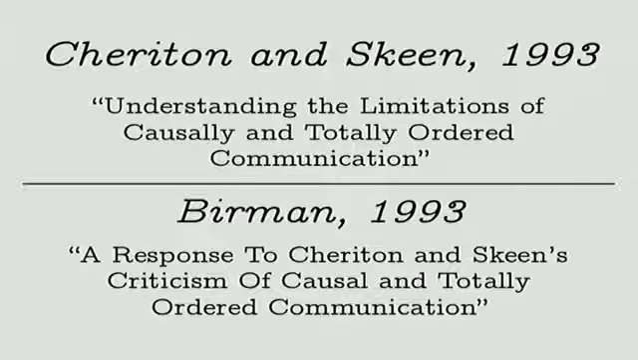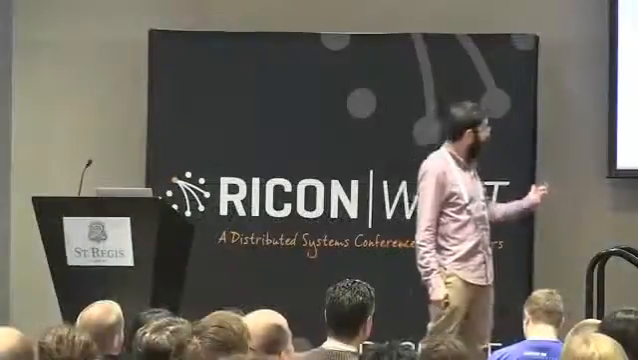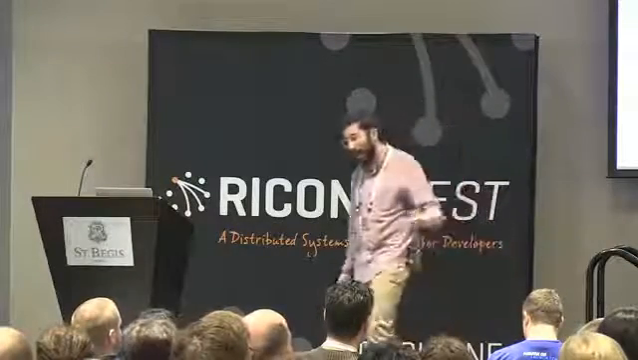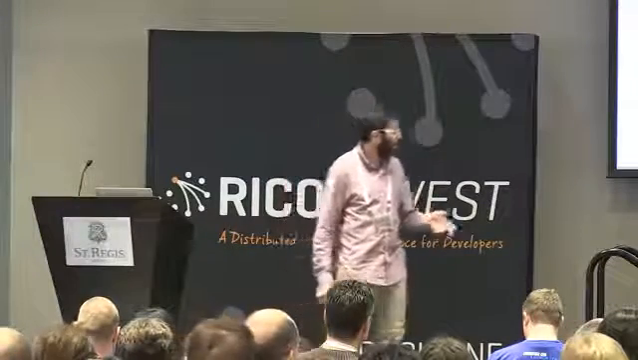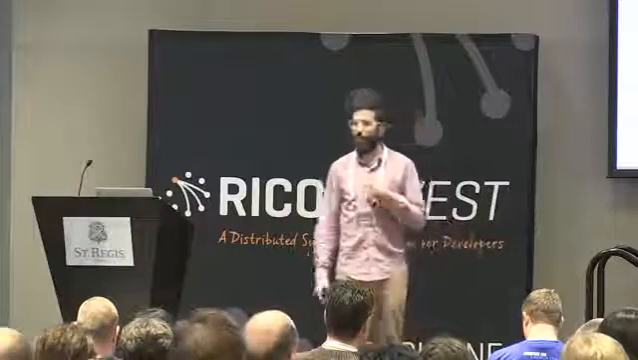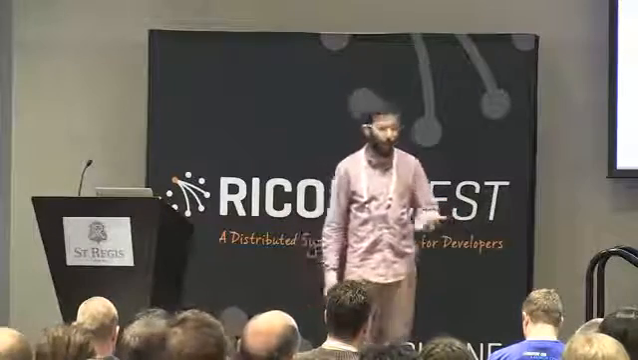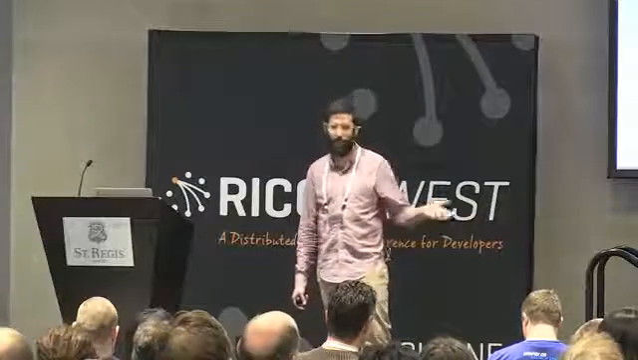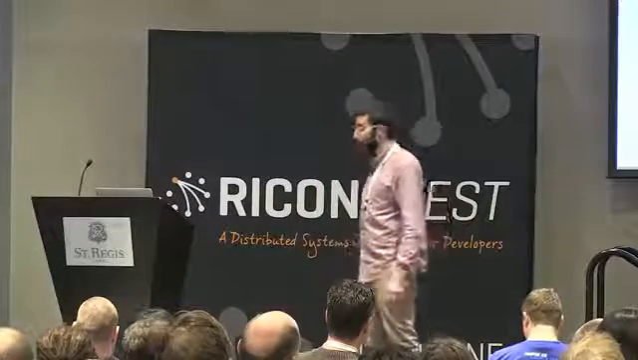So what happened is he fired back, 1993 academia rap battle style, and published a response to Cheriton and Skeen's criticism of causal and totally ordered communication, where he calls them out, says that they have skin in the same game that he does. They're both trying to sell software to the stock market. He says that they gloss over his point, focus on one tiny aspect, and make a super lame point about his work. It's really interesting to read these back and forth.